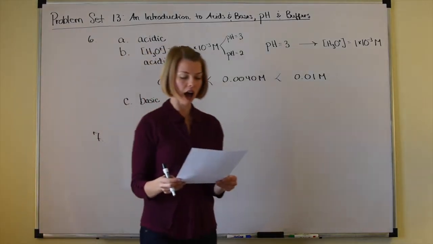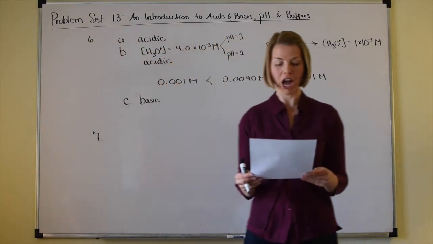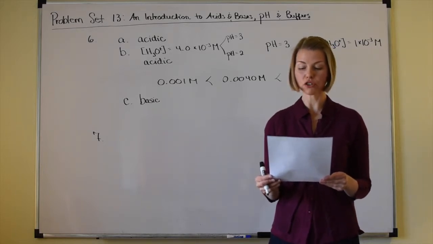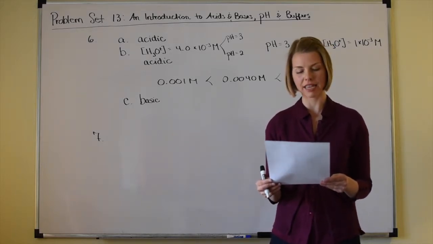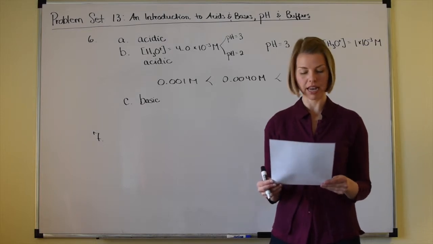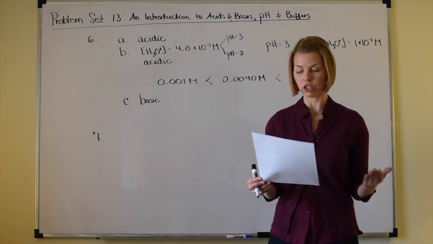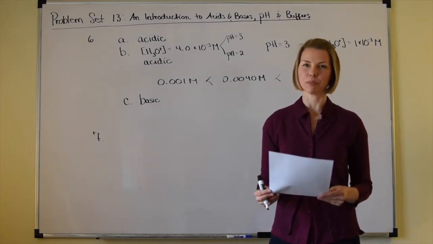A solution of 0.10 molar hydrobromic acid has a pH of 1. But a solution of 0.10 molar acetic acid has a pH of 2.88. Explain why the two solutions have the same concentration of molarity but a different pH.